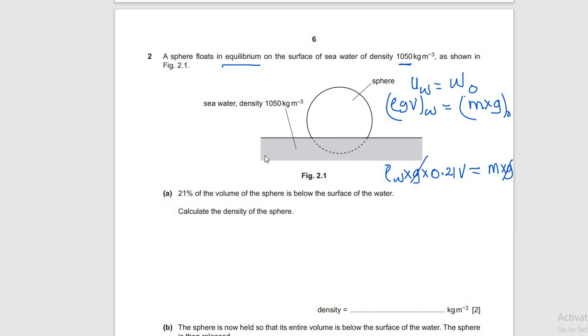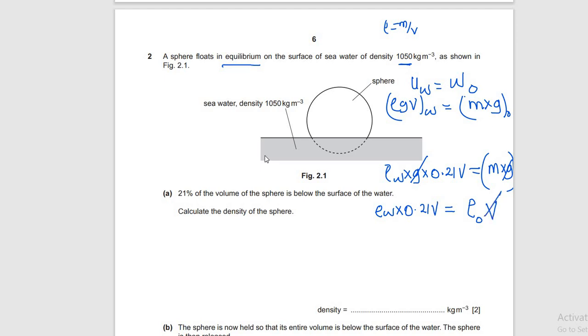The question asks us to calculate the density of the sphere, that's the density of the object. So from here we have density of the water multiplied by 0.21 volume of the object used in this question equal to mass. Remember that density is mass over volume. So mass will be density. This one is all about the object. So the mass in question will be density of the object times volume of the object.